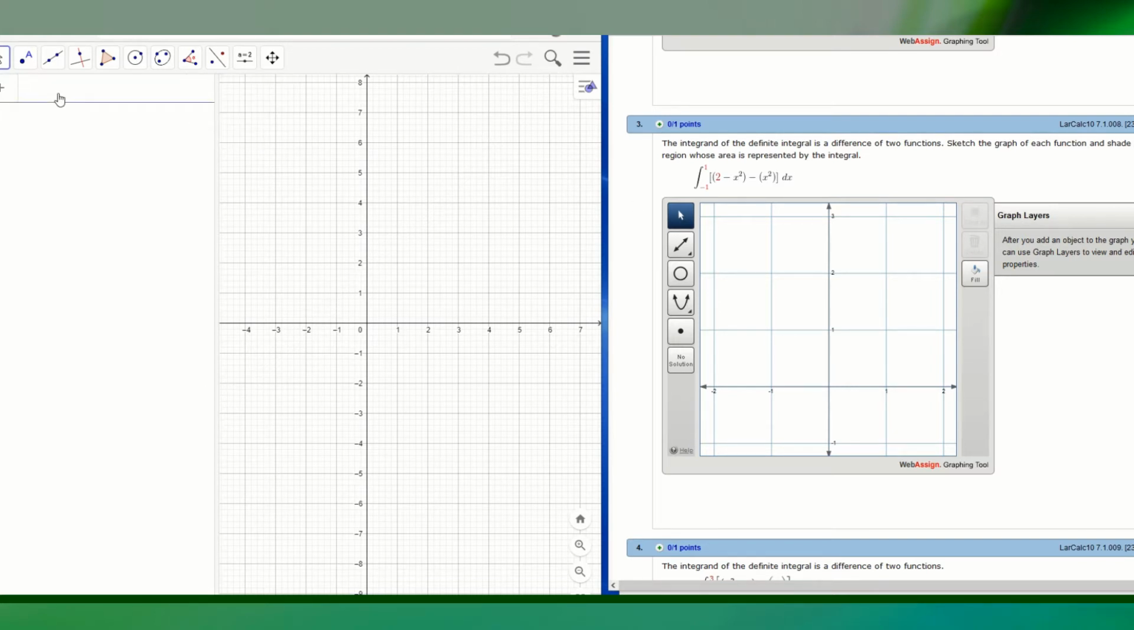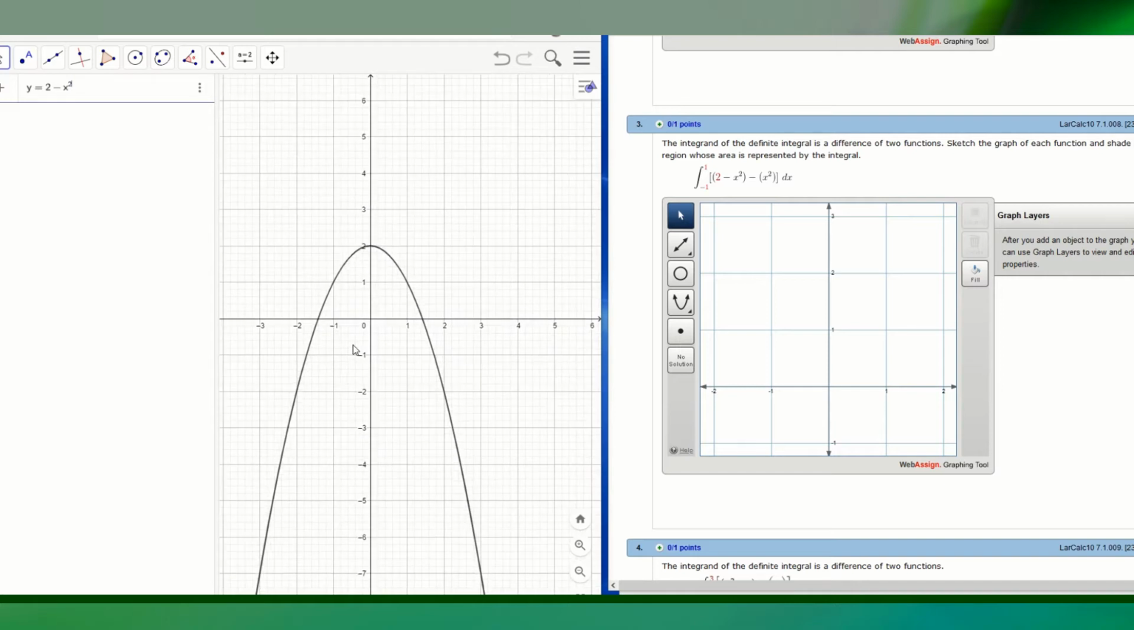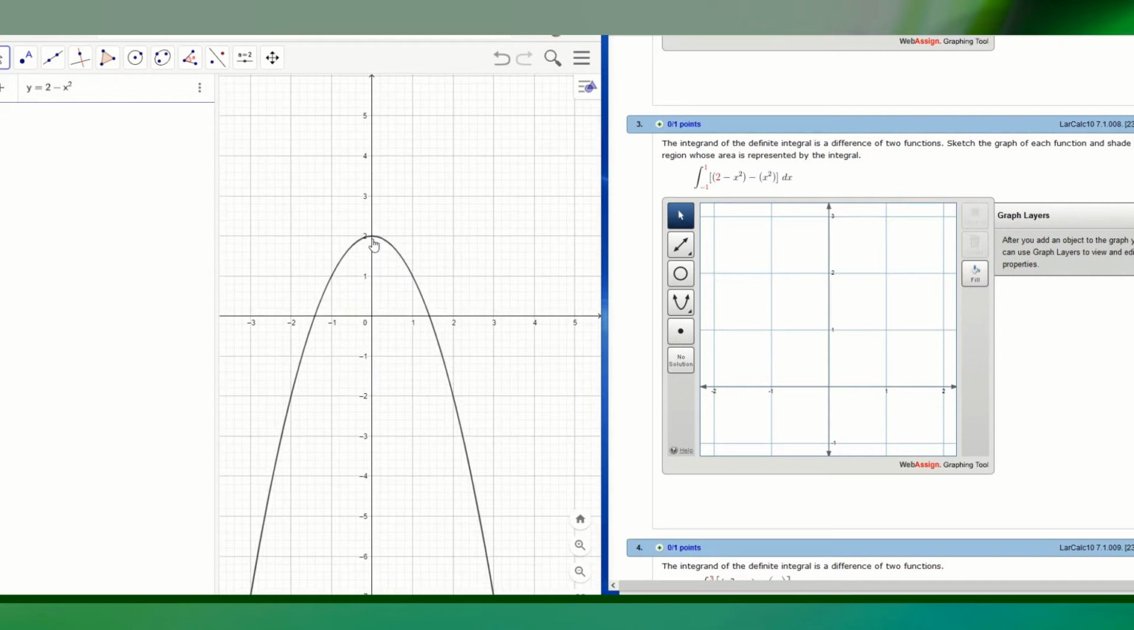So the first one is y equal to 2 minus x squared. Y equal to 2 minus x squared. So when I say y equal to 2 minus x squared, it looks like I can choose the point 0, 2, and here it is negative 2, negative 2. So let me see whether I can move this diagram.